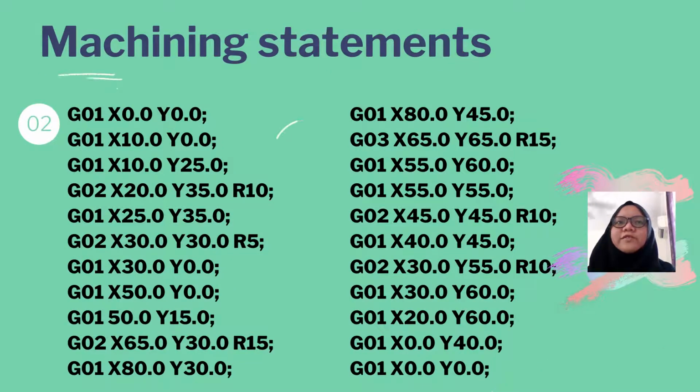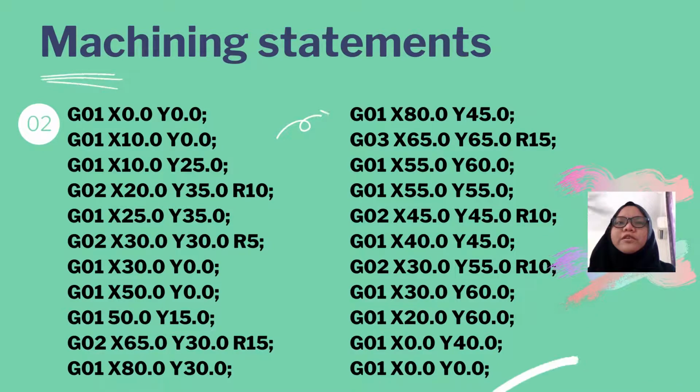The second part of the CNC program is the machining statements. Based on the figure given, we plot points and specify the coordinates and radius, if it exists, into a table. The points start and end at 0. Then, we determine which G-code to use for the corresponding points in the table according to the figure.